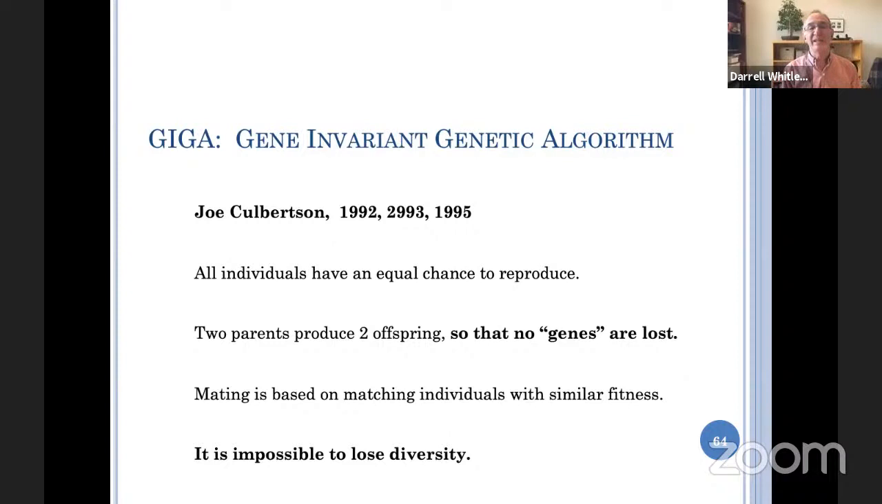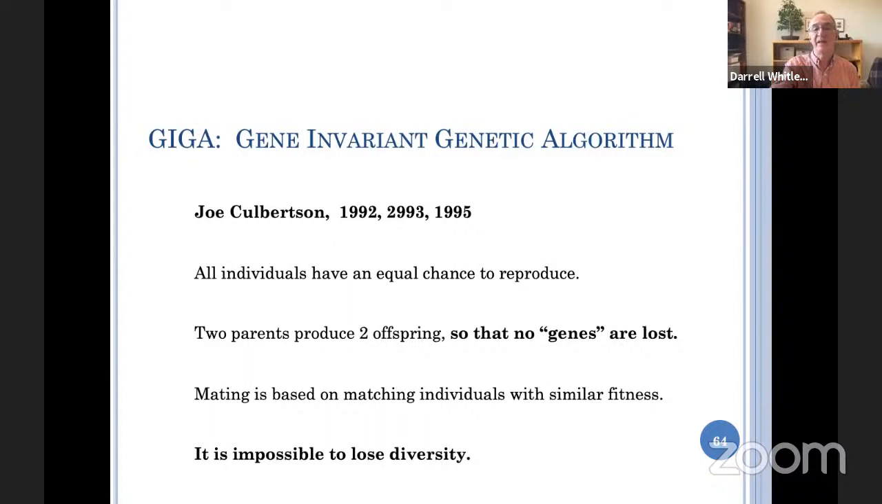Did some really interesting work about 30 years ago where he said, okay, I want all individuals in a population to have the chance to reproduce. Two parents produce two offspring so that no gene is ever lost, and mating is based on matching individuals with similar fitness. And his goal was to make it impossible to lose diversity.